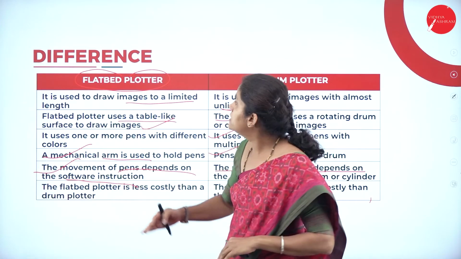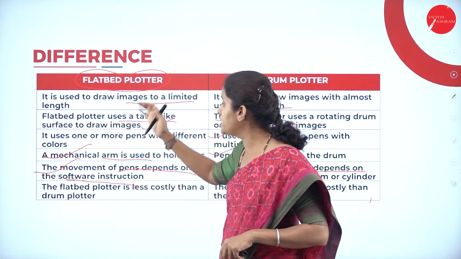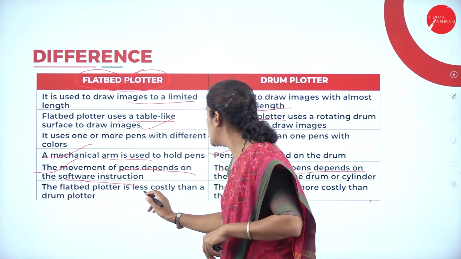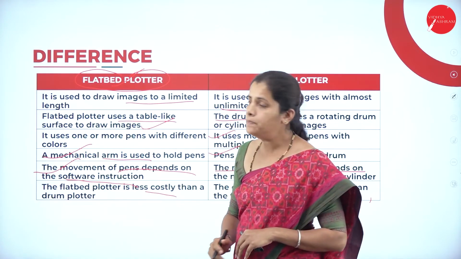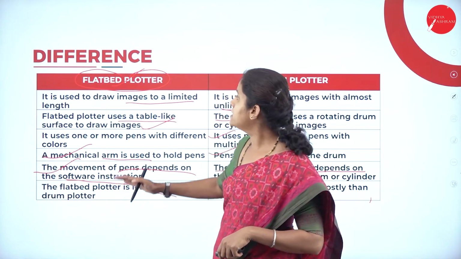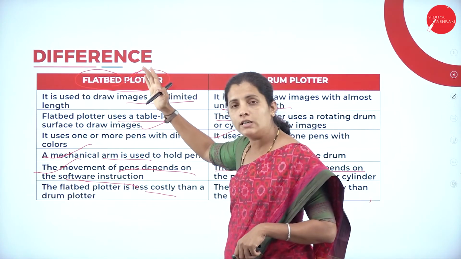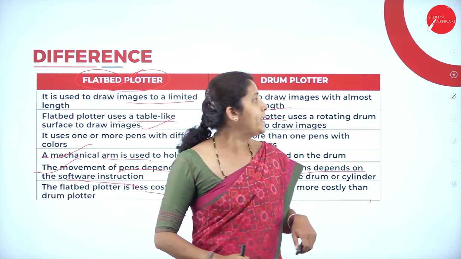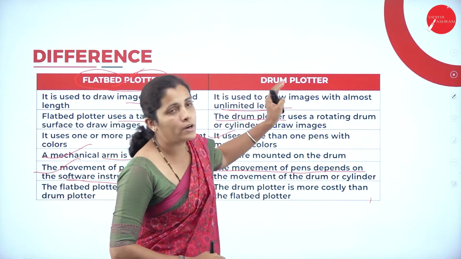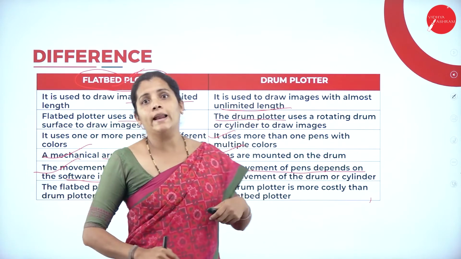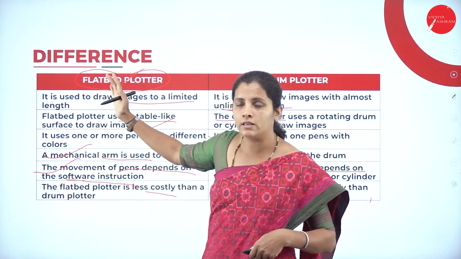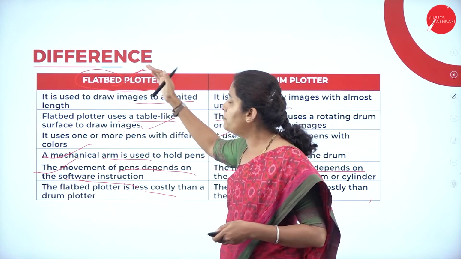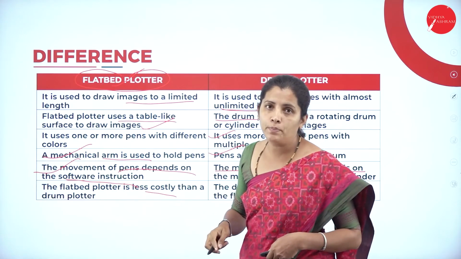Dear students, the next difference is that the flatbed plotter is costlier than the drum plotter, whereas the drum plotter is cheaper than the flatbed plotter. These are a few differences between the flatbed plotter and the drum plotter.